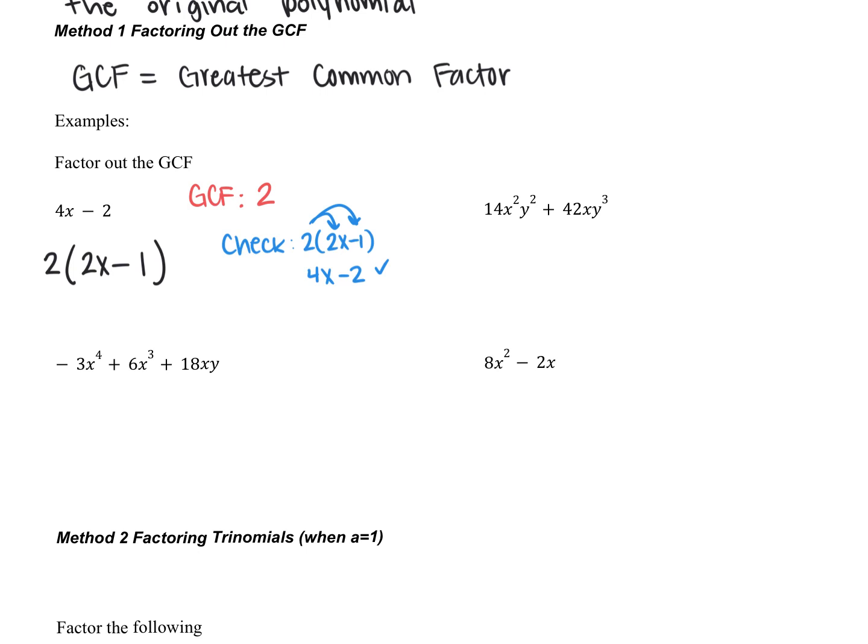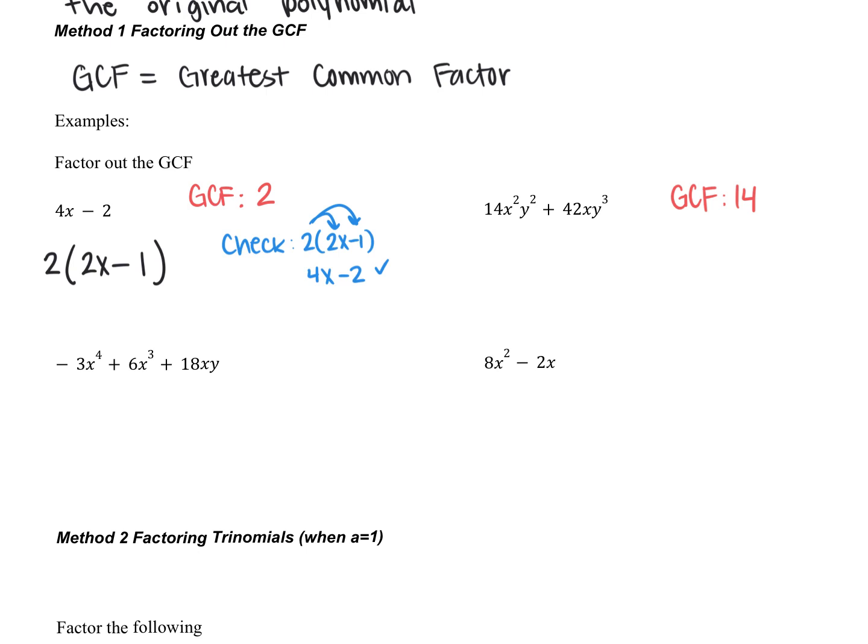So the GCF doesn't have to be just a number. It can also contain variables. So for our second example, I have 14x squared y squared plus 42xy cubed. So first I look at my numbers. What goes into 14 and 42? Most people would automatically think 7, which it does, but it's not the greatest number that goes in. It's actually going to be 14.